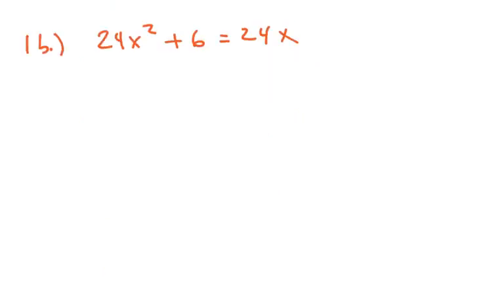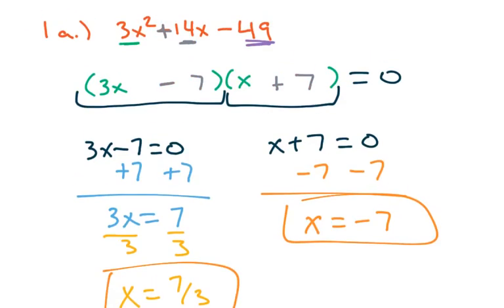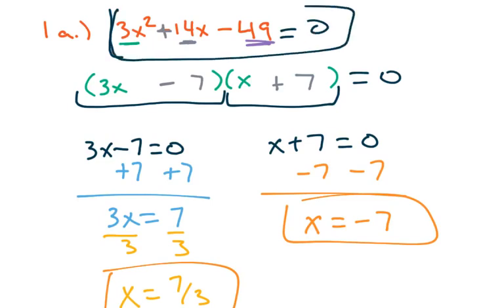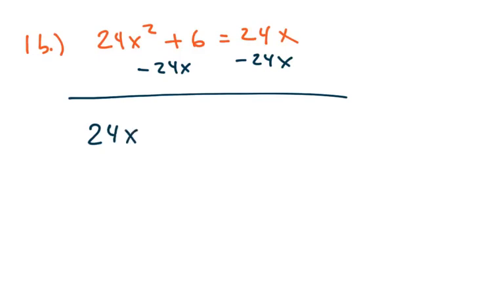Okay, let's take a look at another one. All right, 24x squared plus 6 equals 24x. The difference between the two is this one's very nice. It's already set up. I didn't say equal to 0, but it was equal to 0. This one, you don't have 0 by itself, but that's not a big deal. All I have to do is subtract 24x from both sides. And I get 24x squared minus 24x plus 6 equals 0.